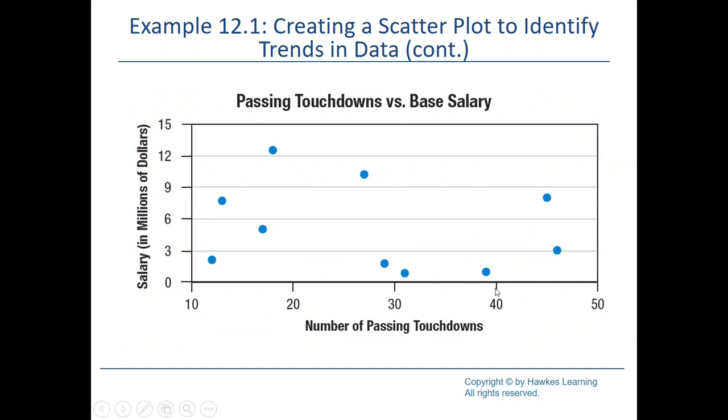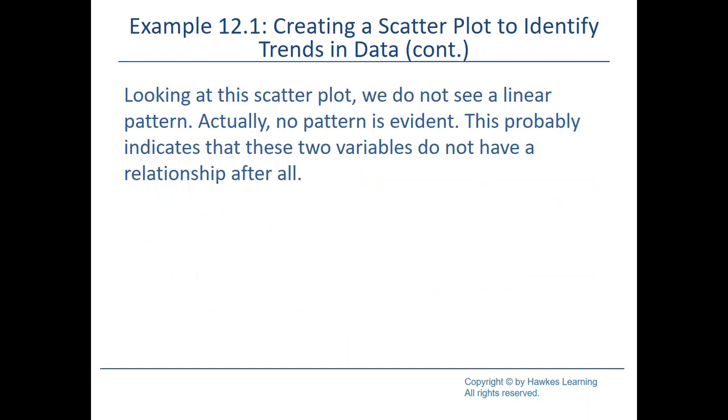In your calculator, you don't have the option to label the sides, but as we write it down, we can. And as I look at this scatter plot, one of the things I begin to notice is there's really no pattern that's evident here. Since there is no pattern, that probably indicates that the two variables do not really have much of a relationship.